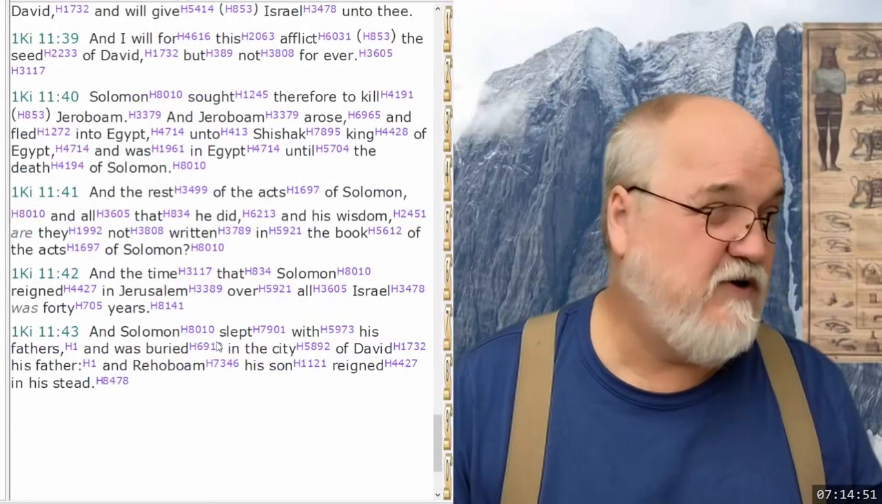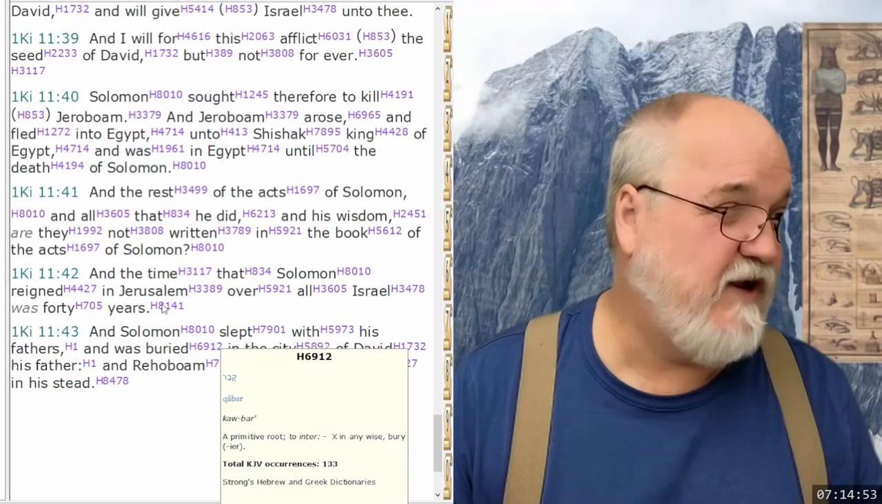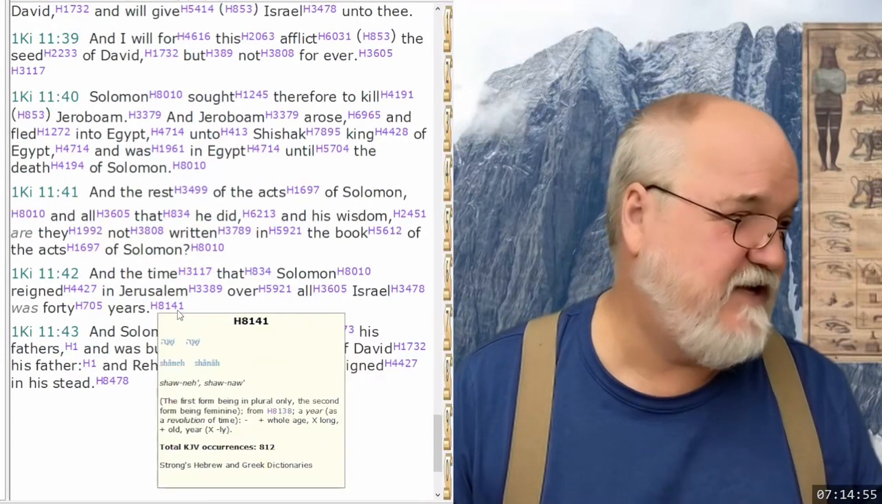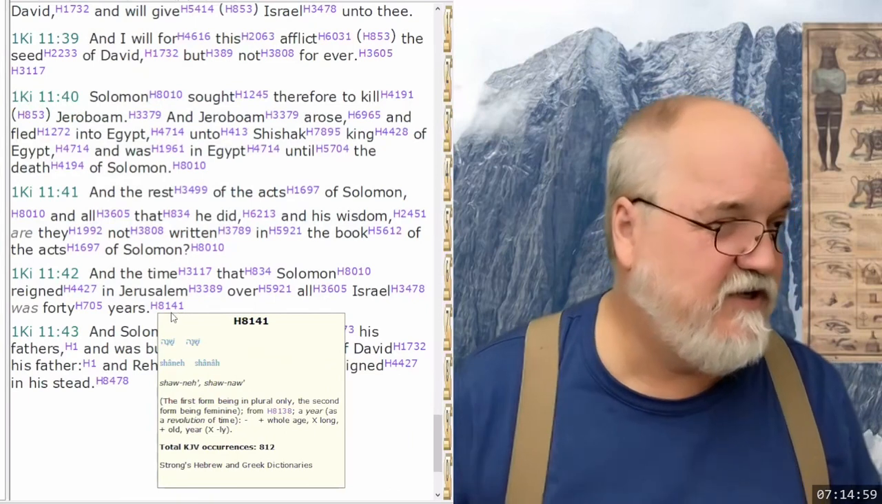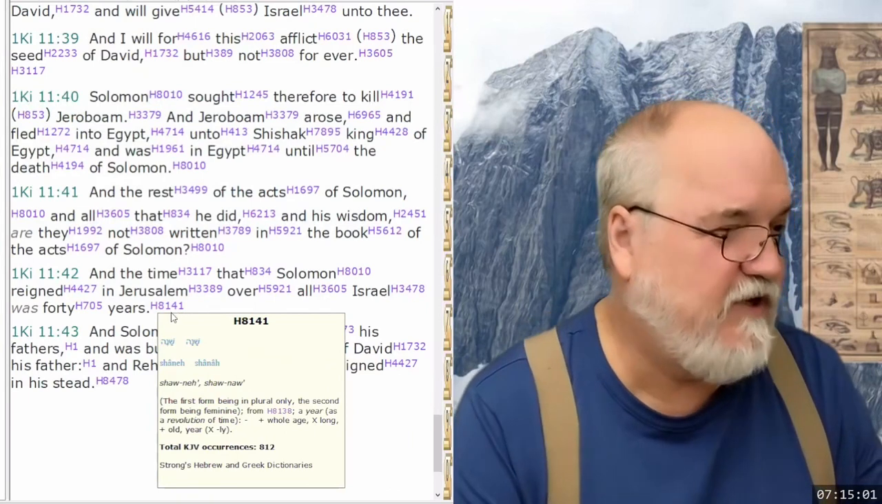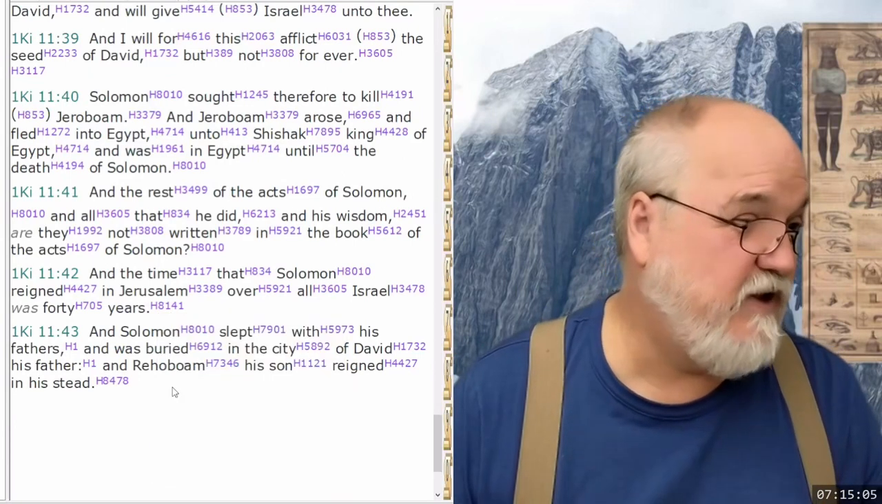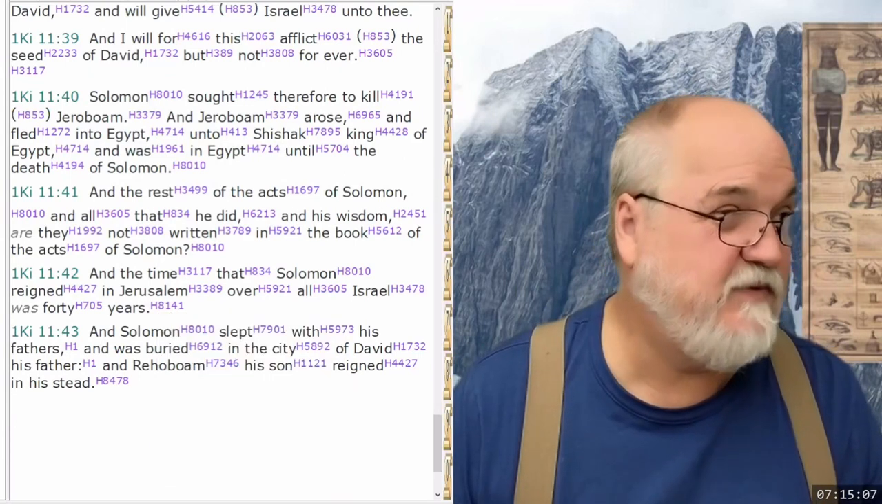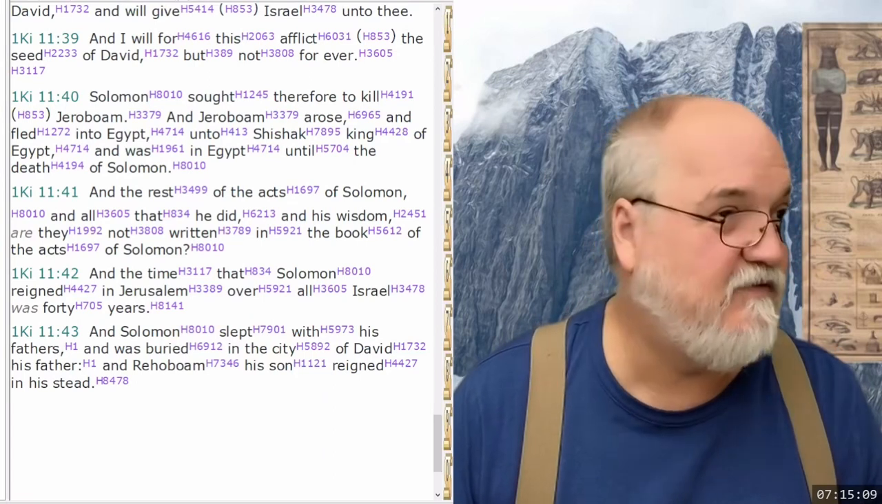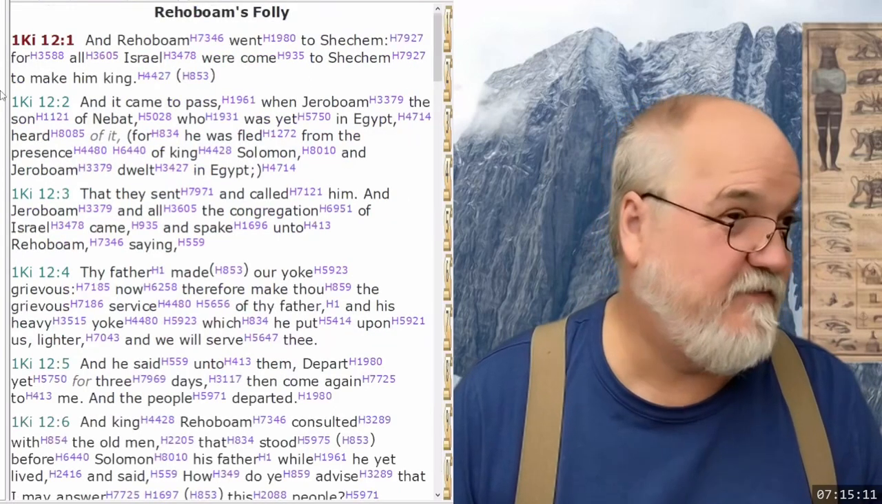Okay, so we know that Solomon reigns for 40 years, as does David, and as does Saul. So that 120 years divided into 40, 40, 40 is significant. And then Solomon's going to die, and Rehoboam, his son, is going to be the king of Israel.